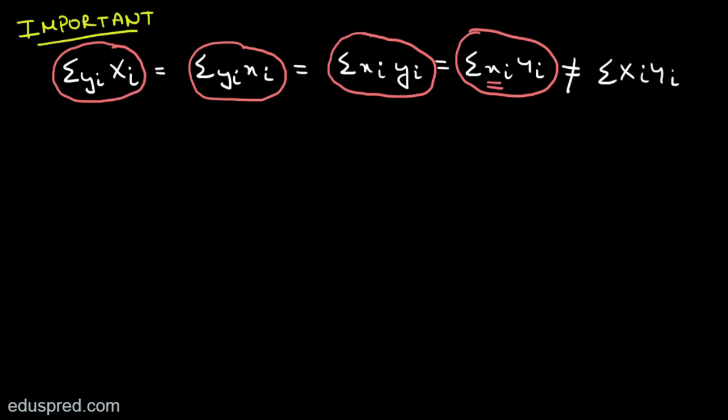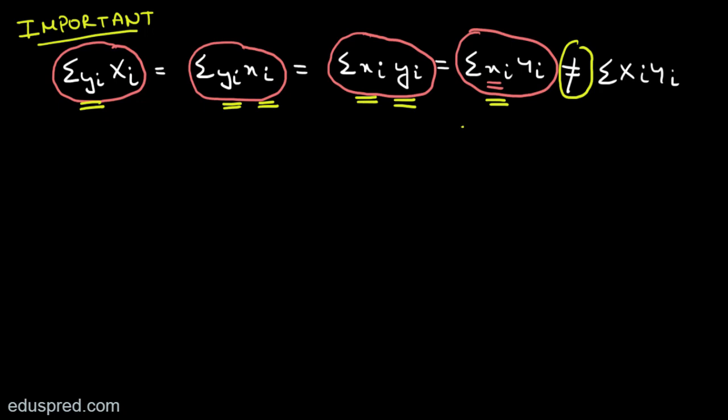So these four are equal, but note that these are not equal to summation of capital Xi multiplied by capital Yi. So when these four are equal, in these four, we have at least one small letter in the expression. Here we have small yi, here we have both xi and yi as small, here we have both xi and yi as small, here we have xi as small. So you should have at least one small letter for this to be true. In the last expression, we do not have any small letter. We have capital Xi and we have capital Yi, and these are not one and the same thing.